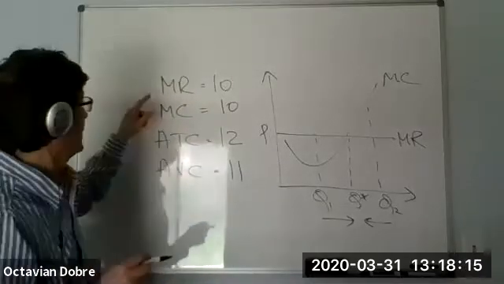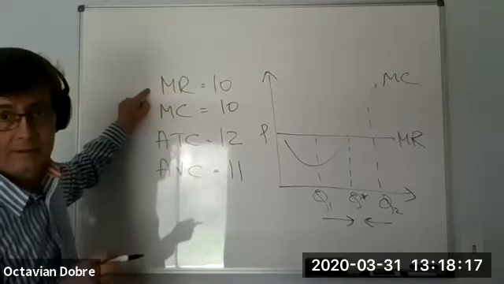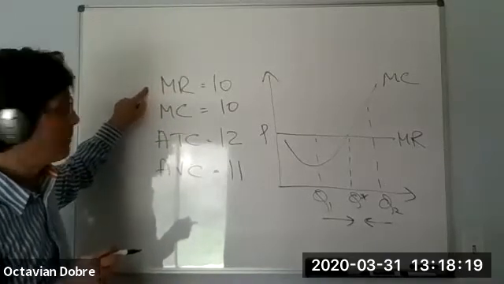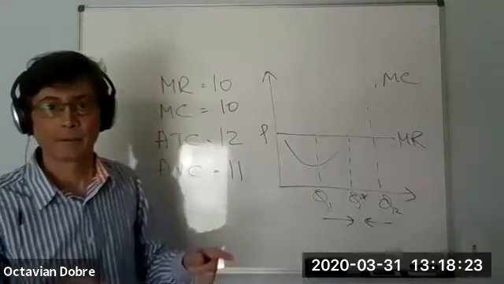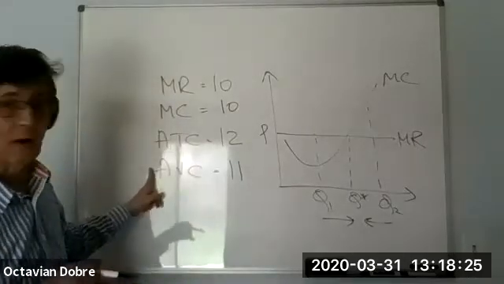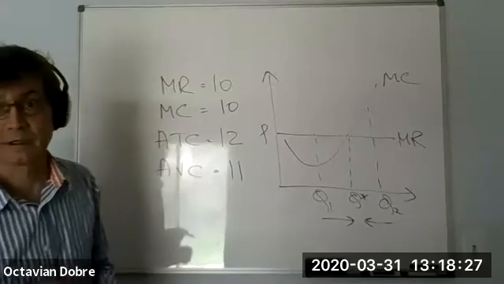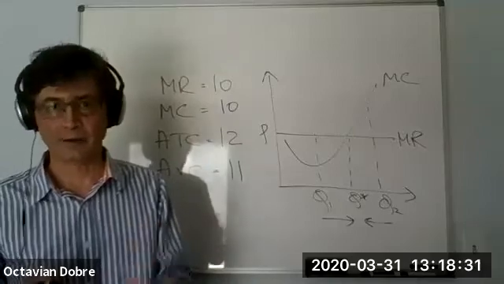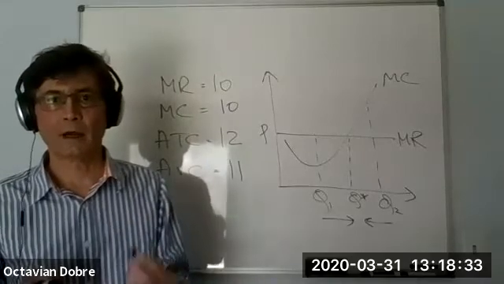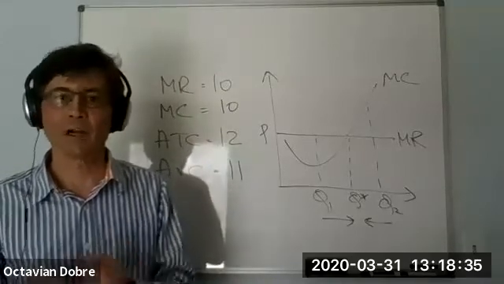Again, marginal revenue is the same as the price. So I'm selling each unit for 10 bucks. It's costing me 12 bucks. I'm losing money. But the price is less than the average variable cost. That means that I'm not even able to cover the variable cost. I'm better off shutting down.